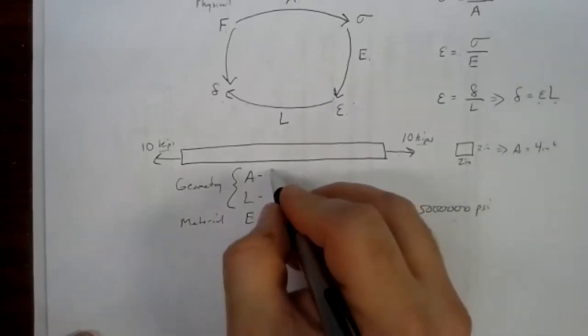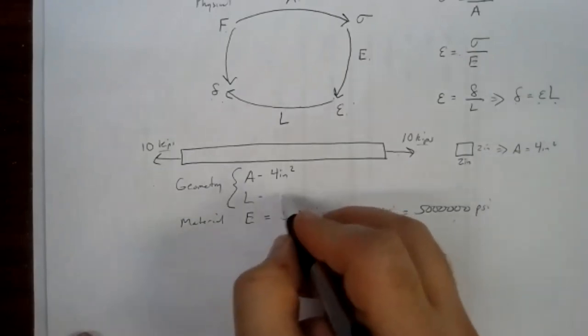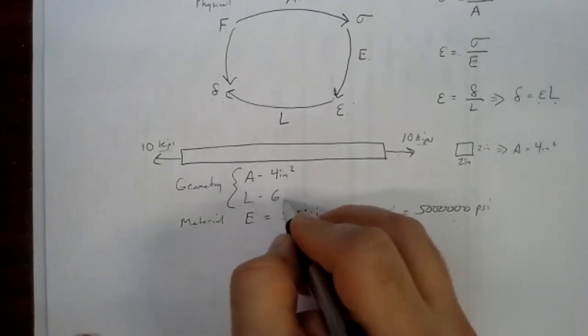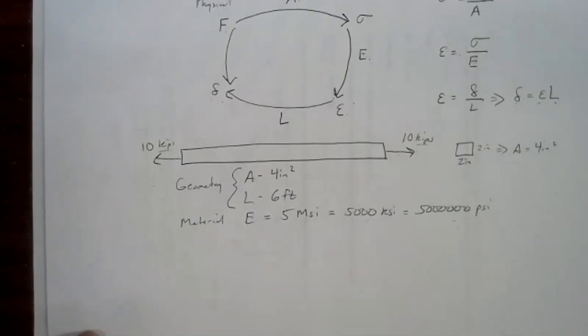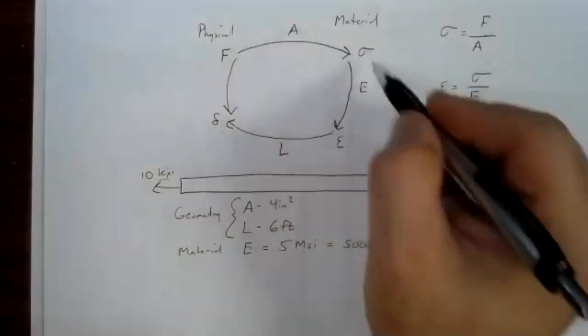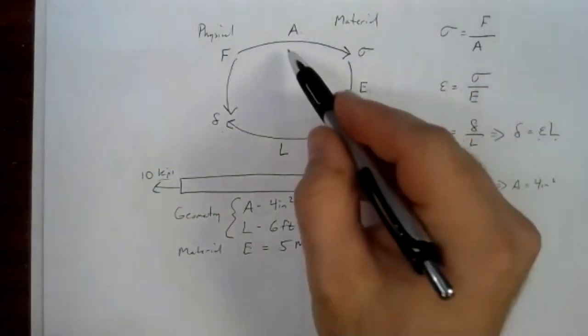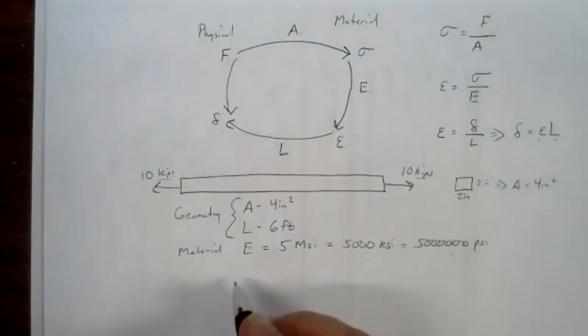Now the area is 4 square inches here, and I'm just going to arbitrarily say the length of this is, let's say, 6 feet long. So it's a 6-foot long beam. It's got a cross-sectional area of 4 square inches, and whatever material this is has a modulus of 5 MSI. With that information, we can do a trip around the circle here. We start with our force. We've got 10 kips.